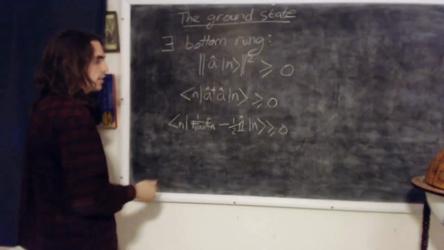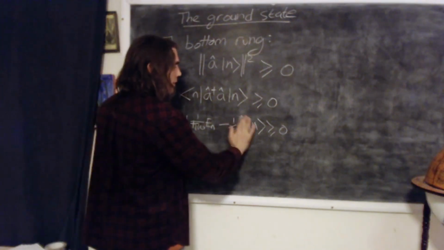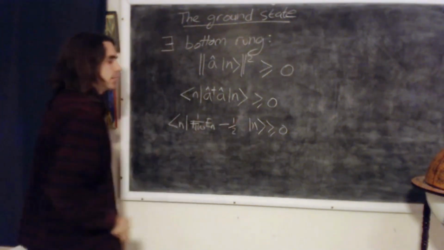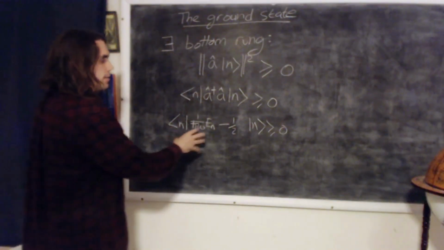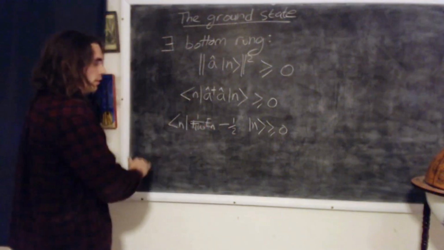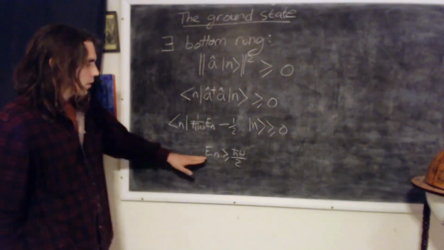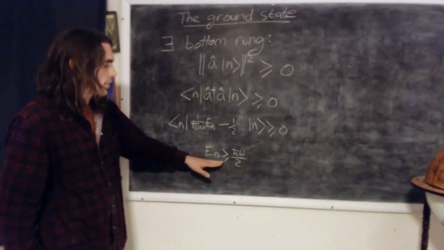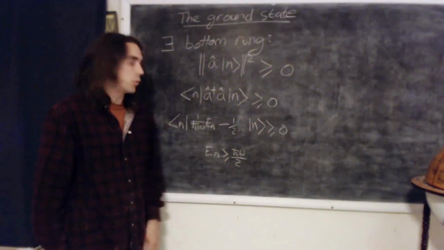And so what we see is that the identity operator acting on any state, including |n⟩, is just 1. And so we see that this quantity must be greater than or equal to 0. That is, E_n is greater than or equal to ħω/2.